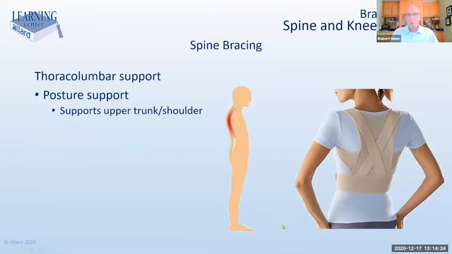Then we get into the upper trunk area and the kyphotic curve that we talked about, and the exaggerated curve in the thoracic spine. At a minimum, just a trunk posture support like this can be very, very effective. There are straps that go around the front of the shoulder and help pull the shoulder back. That's usually going to be elastic.